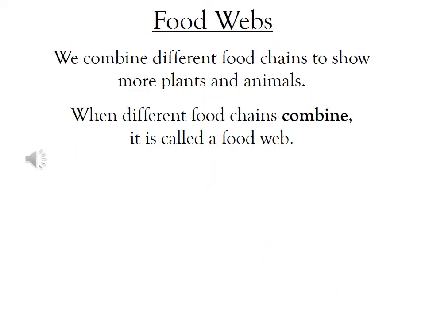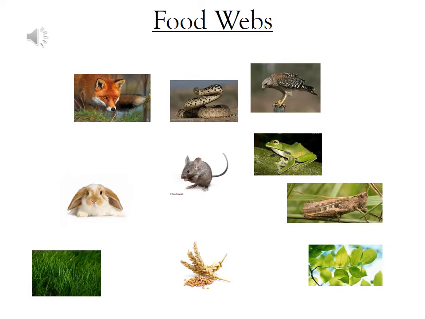However, in real life, it's not as simple as one animal eats one type of plant or one animal eats one other type of animal. In reality, there are lots of different food chains all coming together, and when they combine, it's called a food web. So now you have a bit of a challenge.